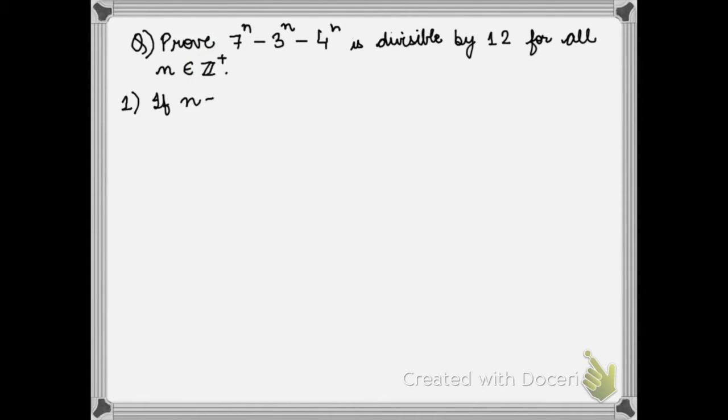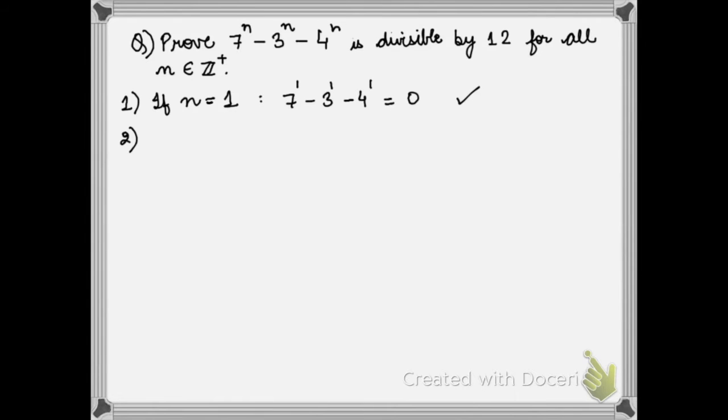So let's take our n to be 1, and if n is 1, the equation becomes 7 to the power of 1 minus 3 to the power of 1 minus 4 to the power of 1. That gives us 0, which is of course divisible by 12. That is the first step done.